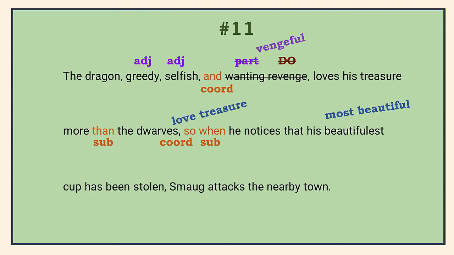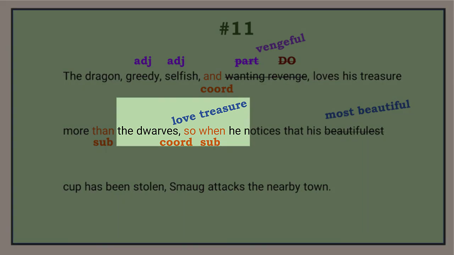Number 11. The sentence includes three descriptors for the dragon. Since the first two are adjectives, we can easily change the third one to be an adjective also. Does the dragon love his treasure more than he loves the dwarves? Or does the dragon love the treasure more than the dwarves love their treasure? While the context of the story tells us it is the second, the elliptical elements create a grammatically ambiguous construction.